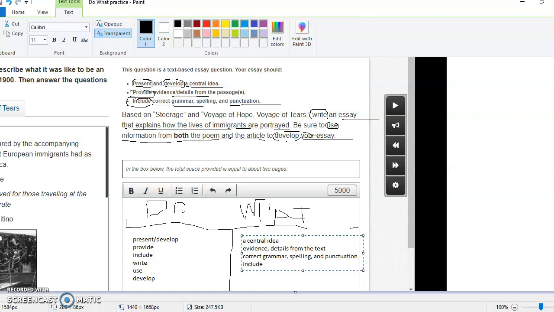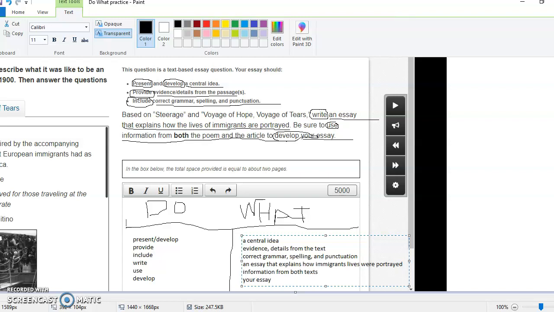I'm including, what am I including? Oh, I just did that one, sorry. And write, what am I writing? An essay that explains how immigrants' lives were, and I'm going to make this a little bit bigger so I can keep it all in one line, portrayed, which means described. Okay, so I'm just going to keep that all on one line there for me. And I'm going to use information from both texts. And last but not least, what am I going to develop?